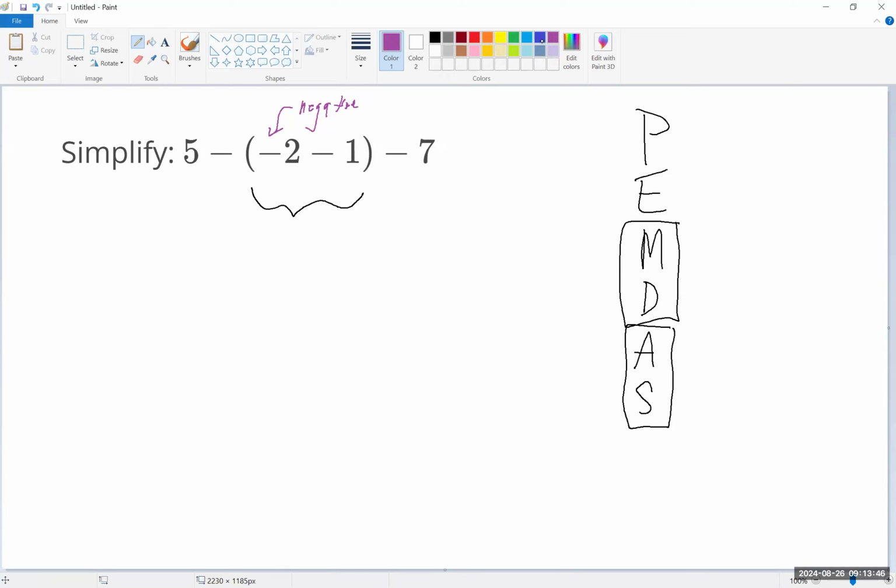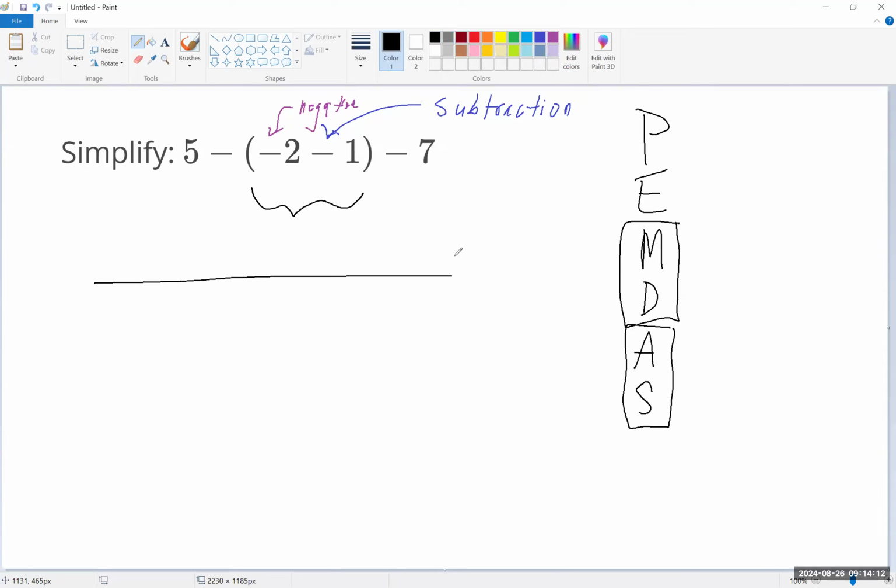Whereas this symbol here is subtraction. That's an important distinction because you'll come across problems where being able to distinguish those will matter.